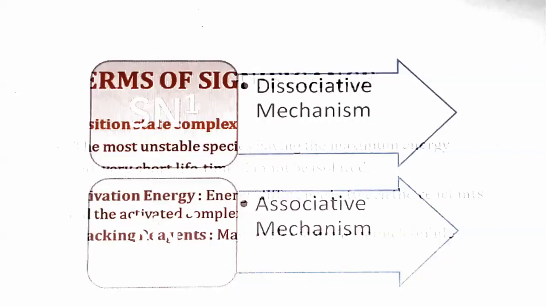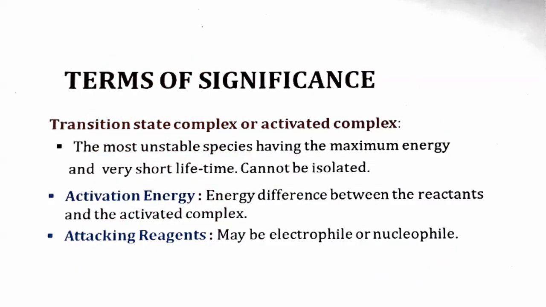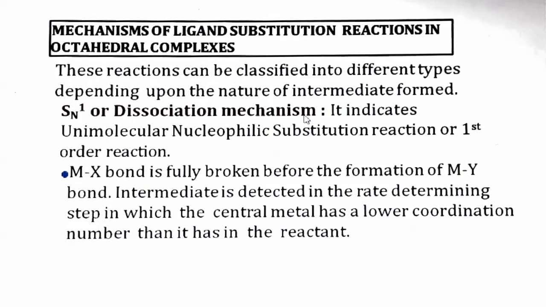A few terms related to SN1 and SN2 mechanism, like activation energy and attacking reagents, we have to understand. Activation energy is the energy required by a reactant to make an activated complex. So we can say the energy difference between reactants and activated complex is called activation energy. And the attacking ligand may be an electrophile or a nucleophile, and since we are learning nucleophilic substitution reactions, our attacking ligand will be a nucleophile. So we will start with SN1 or dissociation mechanism.